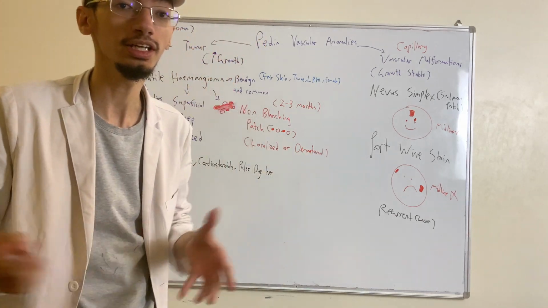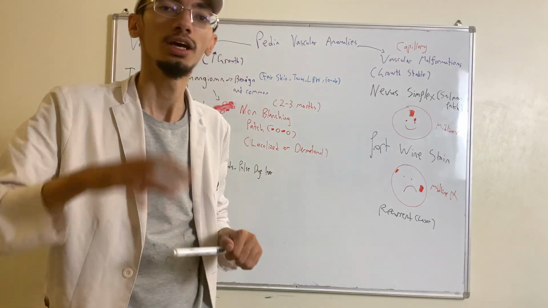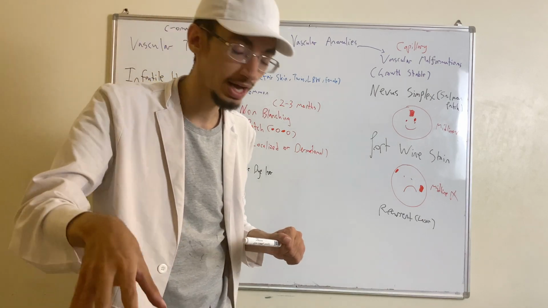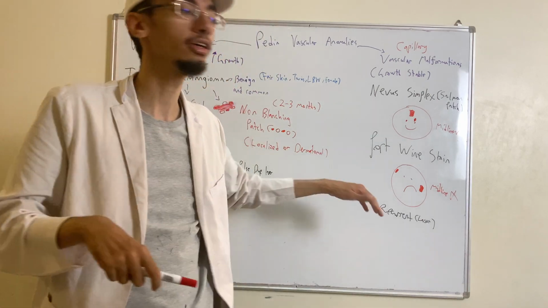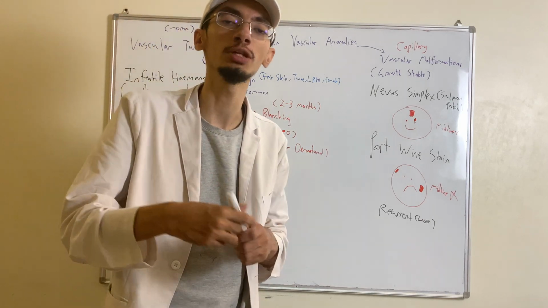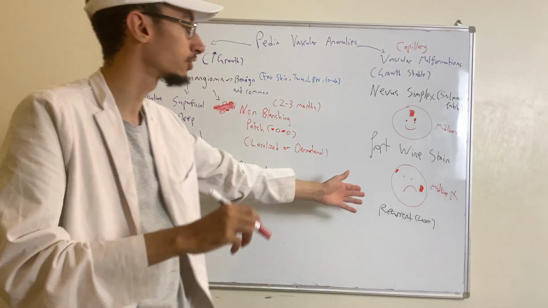Now port wine stain is the same as nevus simplex or salmon patch, but here the prognosis and the treatment are the opposite. Here the prognosis is bad in regards to treatment, and the treatment is not reassurance. You have to do something. You have to do treatment, either cosmetically or in the form of a laser. You have to apply a laser to the lesion.